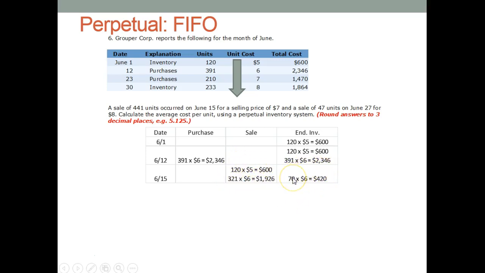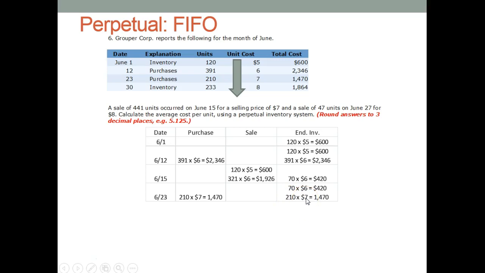My ending inventory is what's left. Well, I sold all the units at $5, but of the $391 at 6, I sold 321 units, so I have 70 units at 6 left in ending inventory. Okay, back to my dates. The next date is June 23rd. It's a purchase. So now I have June 23rd, 210 units at $7. Again, rewrite this previous inventory, 70 at 6, and add in 210 at 7.